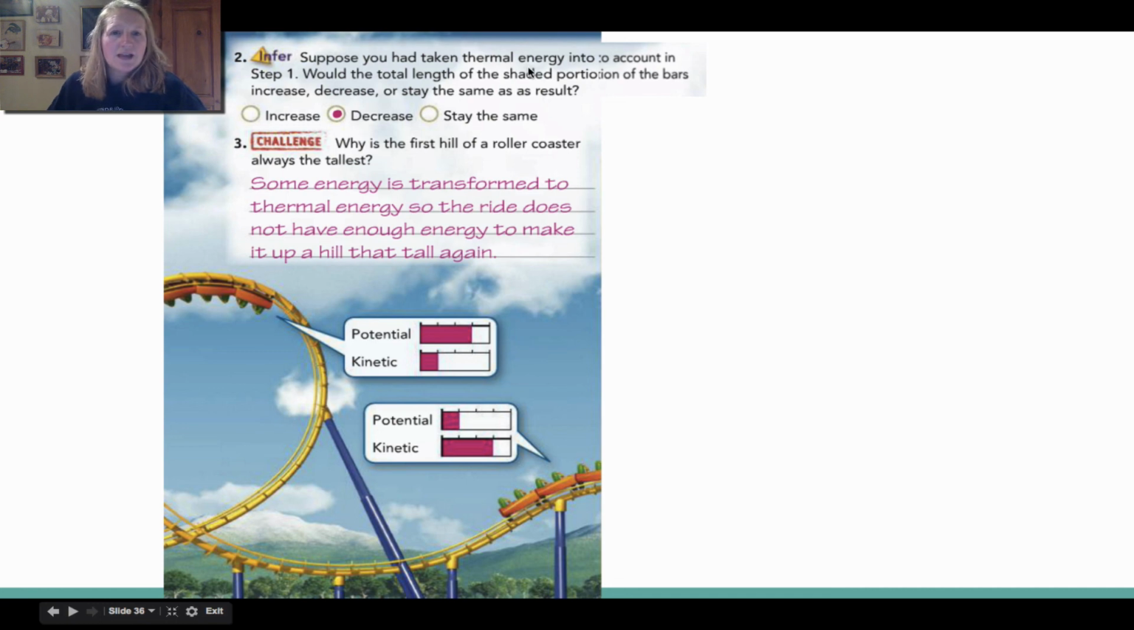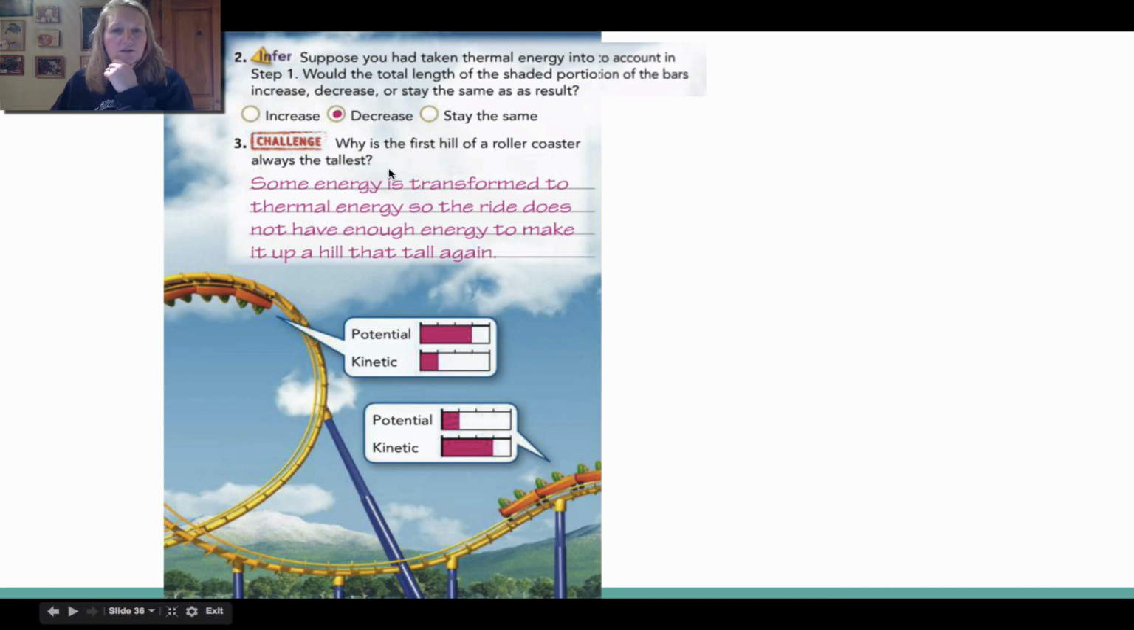So suppose you had taken thermal energy into account in the first step. Would the total length of the shaded portion of the bars increase or decrease? So would these be bigger or smaller, the total amount? It would decrease because some of this energy is being emitted. So it's showing that it's equal. If you were to take this and put this here, it would be showing that there's an equal amount always. But overall, we are losing some energy because of the friction, the thermal energy that's being created.